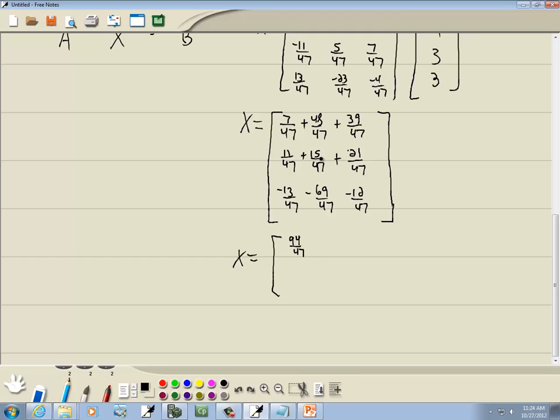This is 11 plus 15 is 26, plus 21 is 47, so 47 over 47, which is 1. And this one is 69 and 12 is 81, plus 13 is 94, so -94 over 47. Which, like I said, is 2, 1, negative 2. So that's x, that's y, and that's z. So our answer would be 2, 1, negative 2.